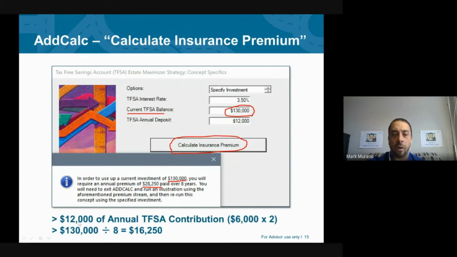How do we get to $28,250? We're taking their ongoing contributions of $12,000 a year, so $6,000 each for Jack and Jane, 6,000 times 2, we're putting $12,000 a year, and we're simply taking the 130 divided by 8, which is $16,250. And we're going to take that $16,250 plus $12,000, and we're going to put $28,250 into an 8-pay insurance contract. Okay.